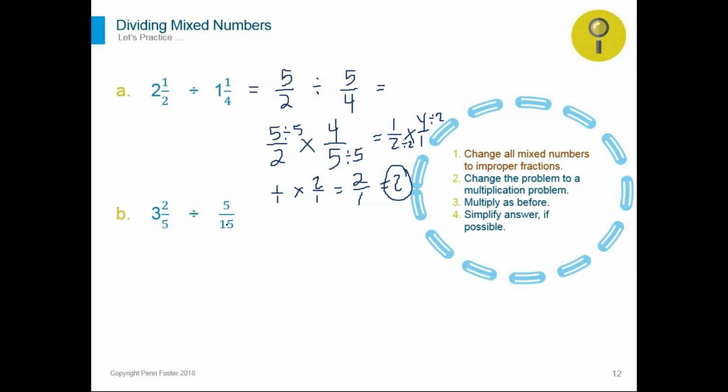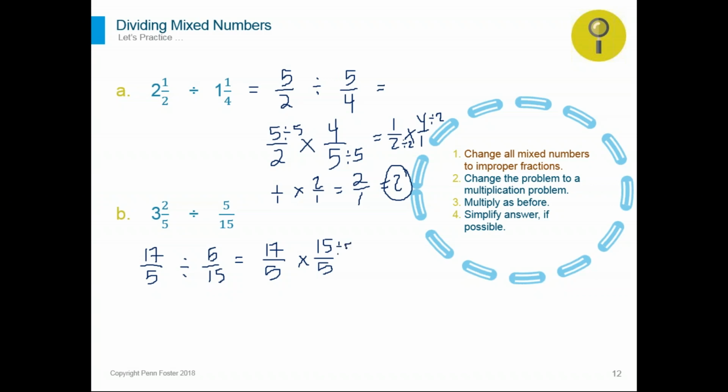Same thing with the second question. I have a mixed number. I cannot change the problem to multiplication yet. 3 times 5 is 15 plus 2 will give you 17 on the top, and then 5, divided by 15/5. Now change the problem to multiplication. So it's going to be 17/5 times the reciprocal 5/15. Look for factors to eliminate.